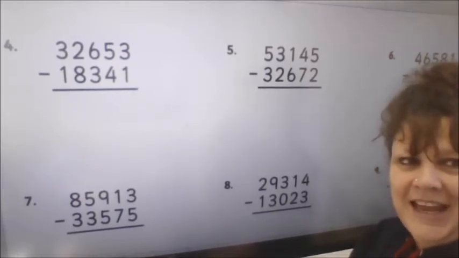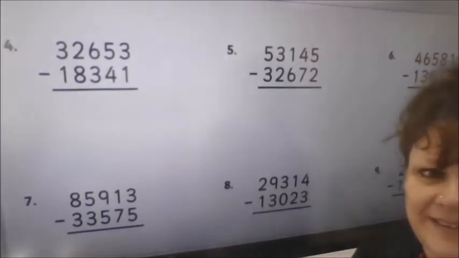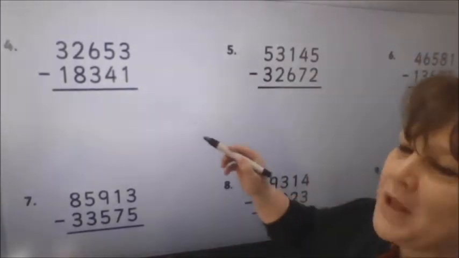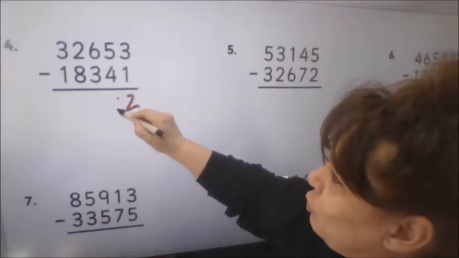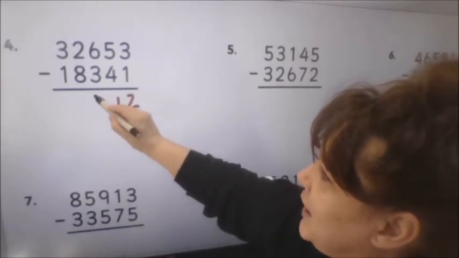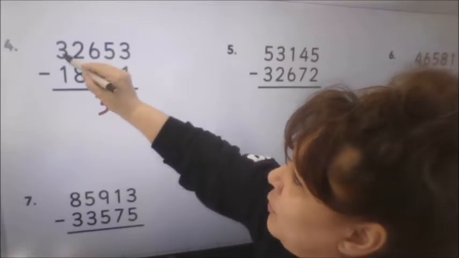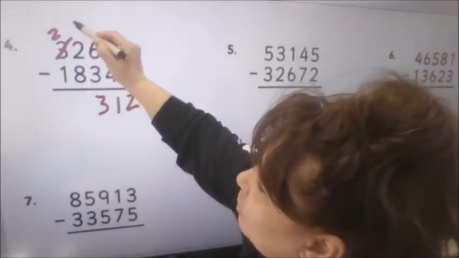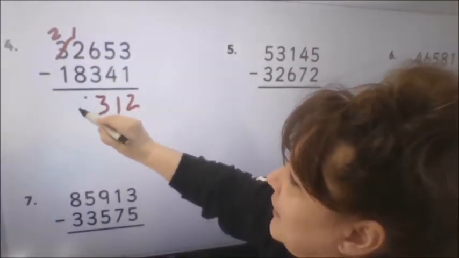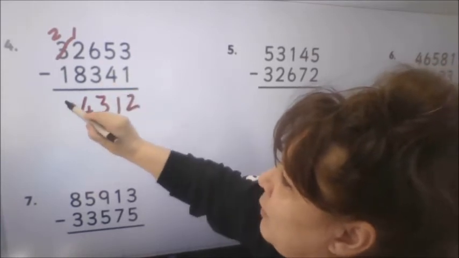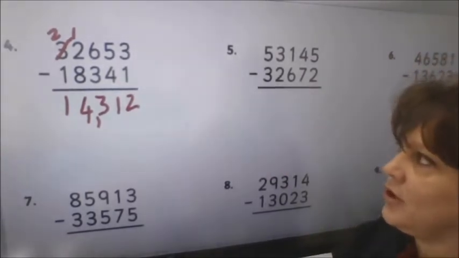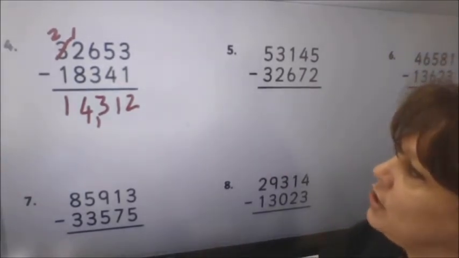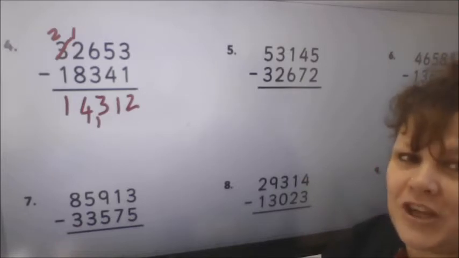Okay, year 6, how did you get on then? Well, let's see. Let's have a go at them, shall we? So 3 take away 1 is 2, 5 take away 4 is 1, 6 take away 3 is 3, 2 take away 8 we can't do, so we knock next door. 12 take away 8 is 4, and 2 take away 1 is 1. We end up with 14,312.